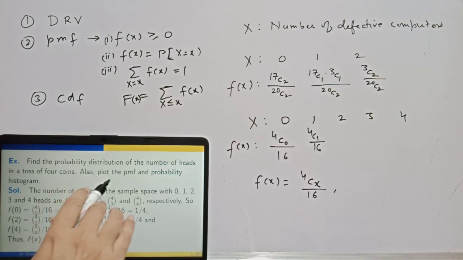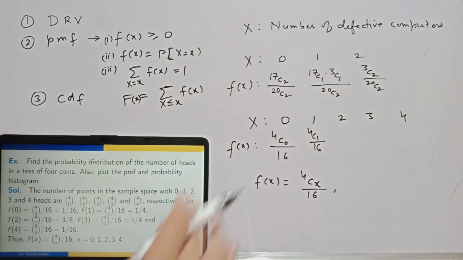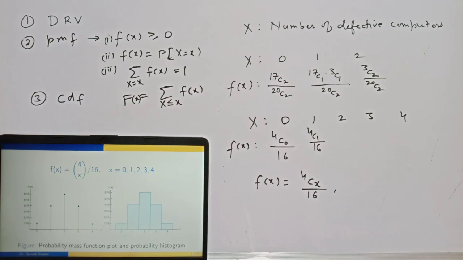It is also asking for the plot of the PMF and the probability histogram. So plot means simply plot this function, show these discrete points in the x, fx plane. So these points you are seeing: 0, 1 by 16 is the first point, then the next point. So these discrete points are shown. So this is the plot of fx and this is the histogram. Take the middle point and just make these rectangles.